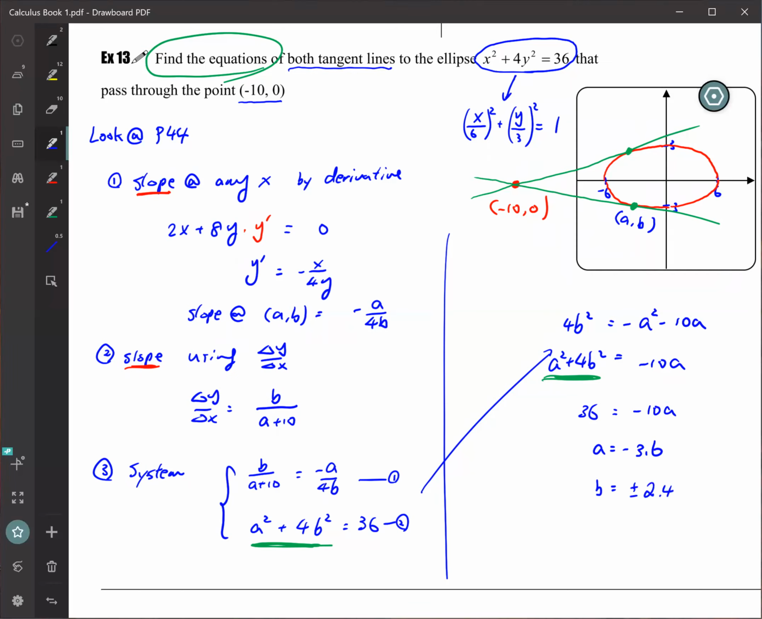And once you get a and b, those represent the two points. One is on the top, negative 3.6, positive 2.4, and then the other one is negative 2.4. Once you get the points, you can get the slope, and then you can get the equation, right? So I think the hardest part is trying to set up the system, right? Once you get there, the rest is your grade 11, grade 12 algebra, right?